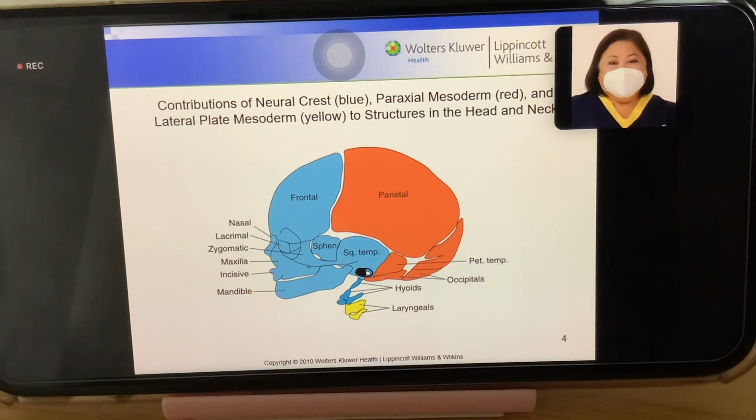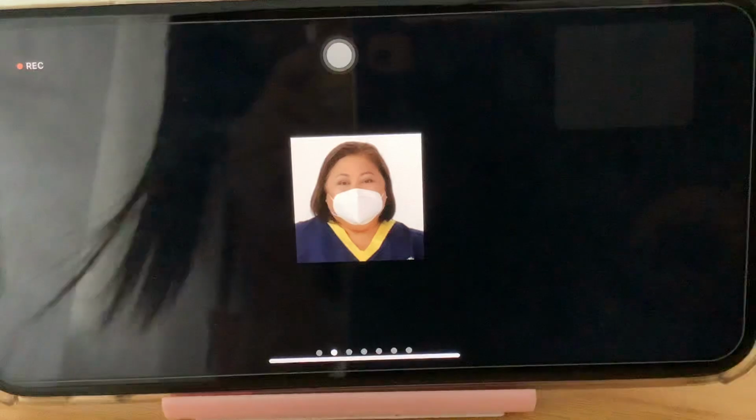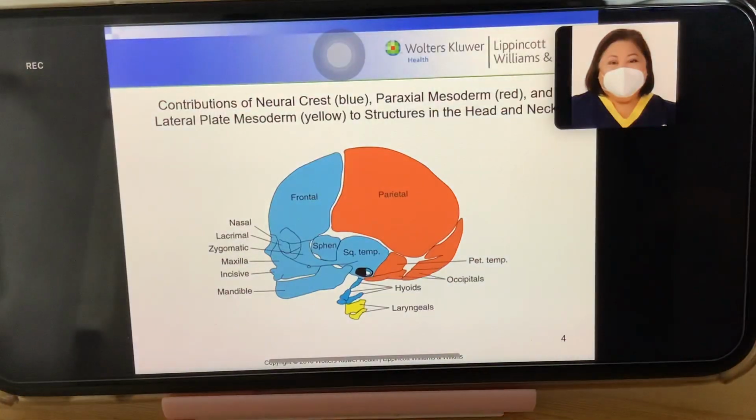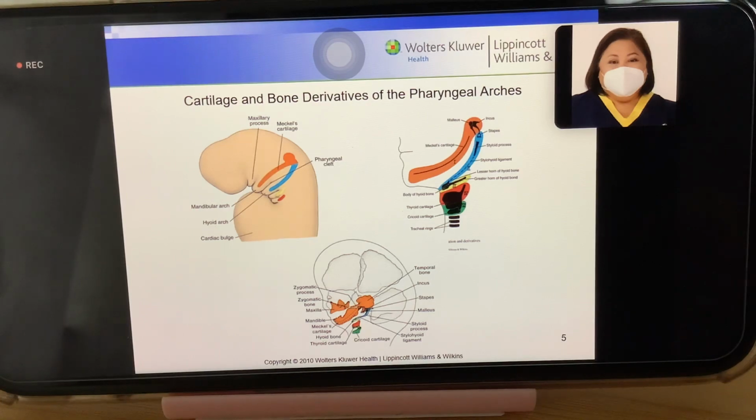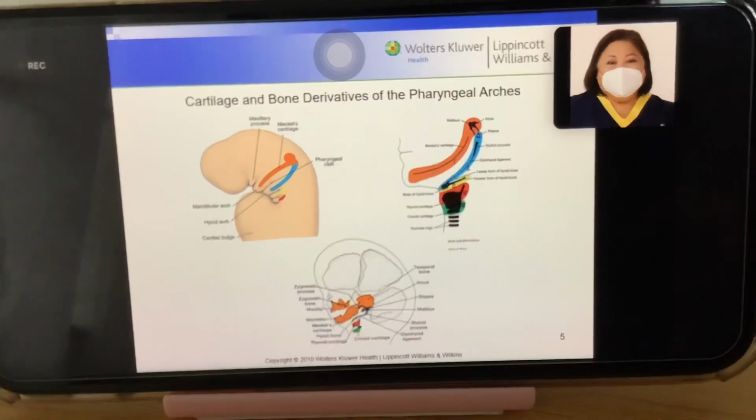Okay, so muscles are derived from paraxial mesoderm, with the exception of the pupillary muscles, remember, which came from your ectoderm. Okay, this one showing the cartilaginous derivatives of each arch. The specific cartilages derived from each arch are indicated. In addition, arches contribute to bony structures not directly derived from the cartilage.